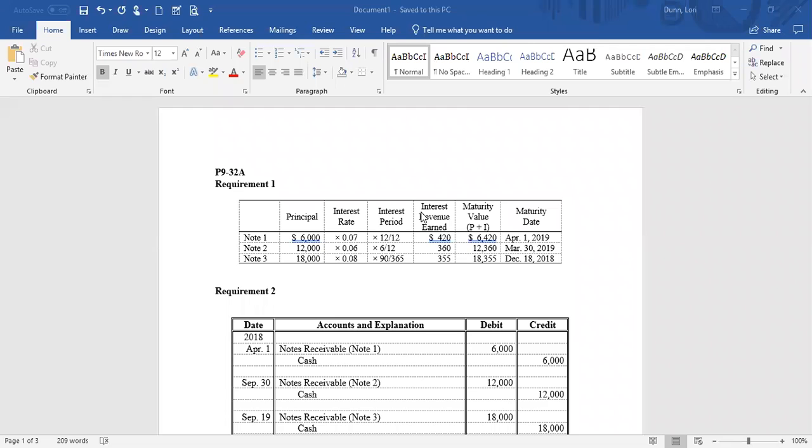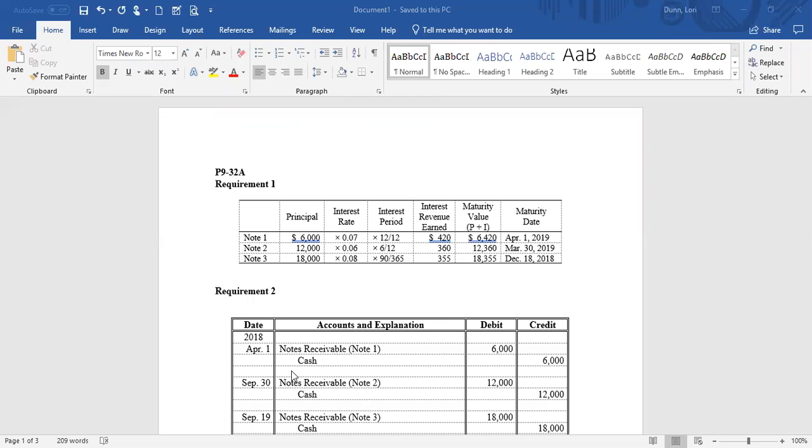Hi everyone, we're going to review problem 932A as our chapter 9 part 2's problem. In this part of the chapter, we're looking at notes receivable. Now, as discussed in the lecture, notes receivable are when the company essentially loans money to another company or a person, and it's a more formal written promissory note that not only will they receive their money back at a maturity date, but also interest calculated at a certain interest rate.